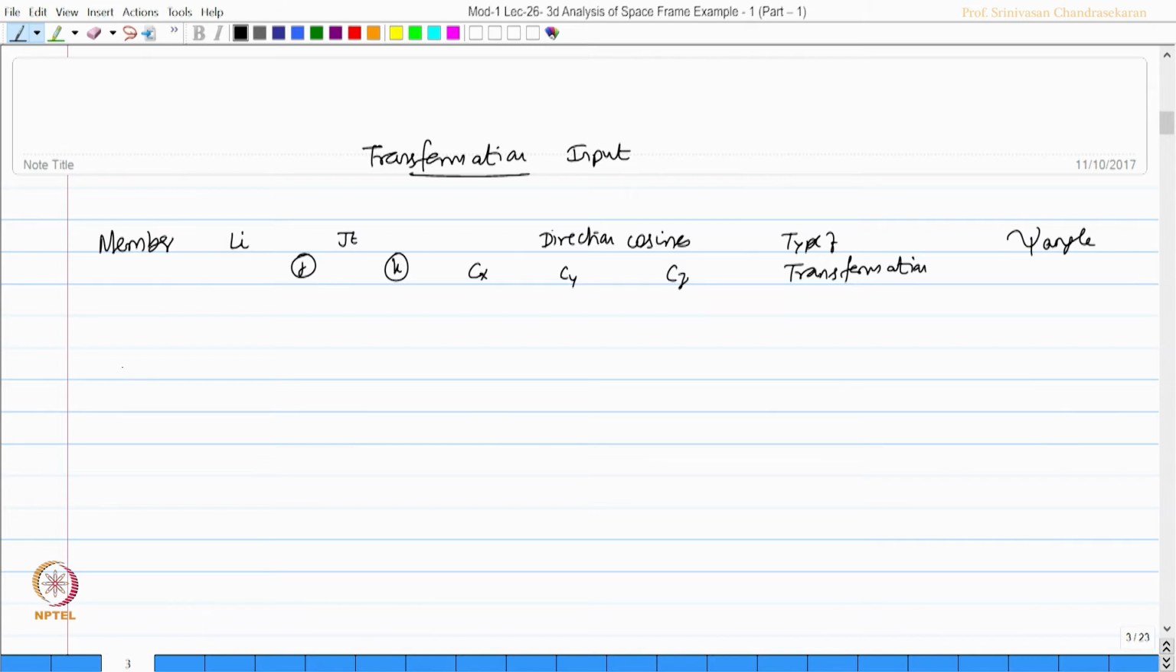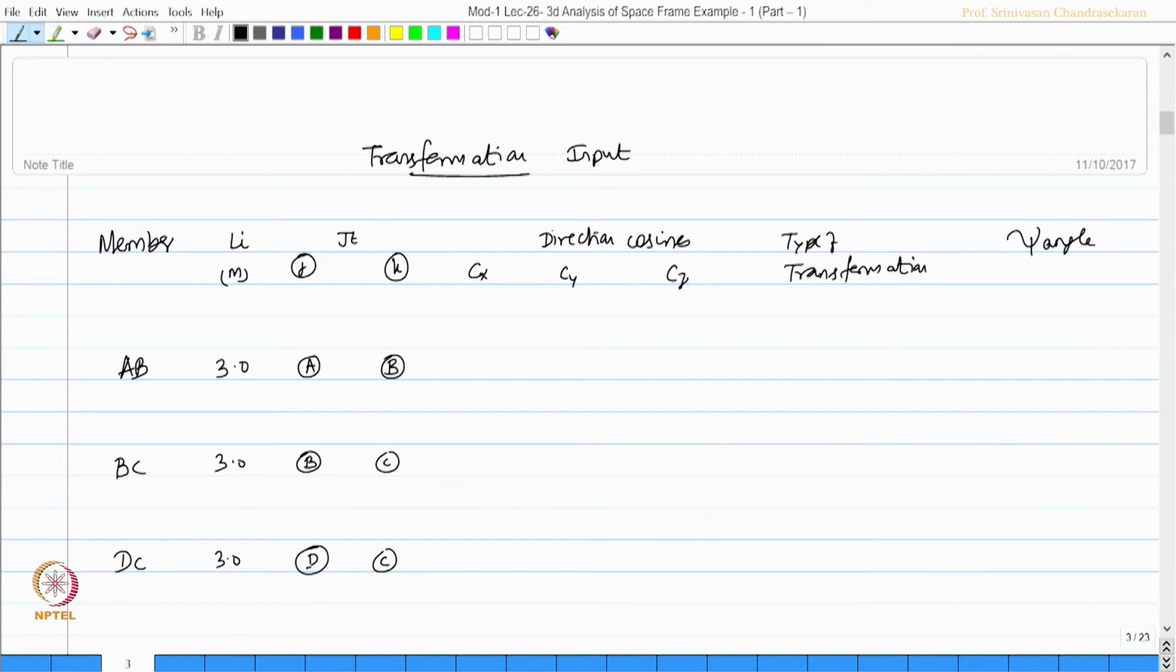The members are AB, BC, and I should say DC or CD. The lengths of all the 3 members in meters are 3.0, 3.0 and 3.0. For the member AB, the J and K joints are A and B respectively. This is B and C, and this is D and C, because the origin of the DC member is at D.